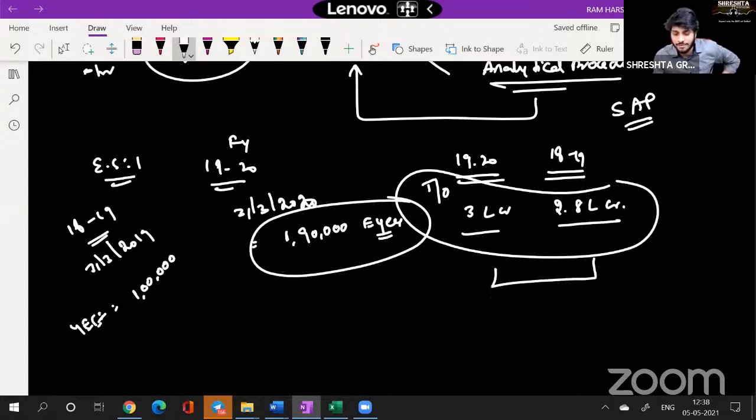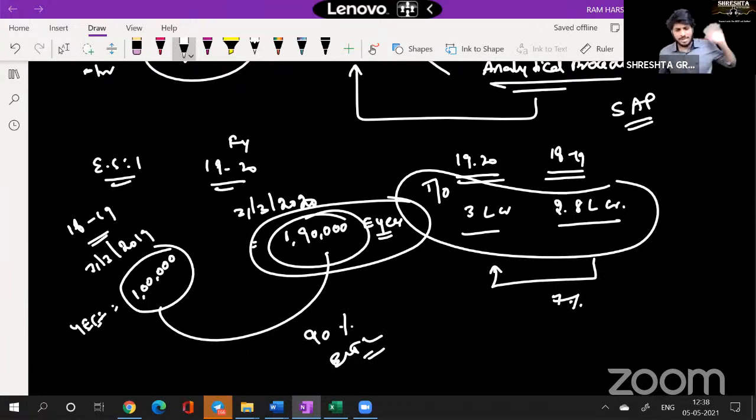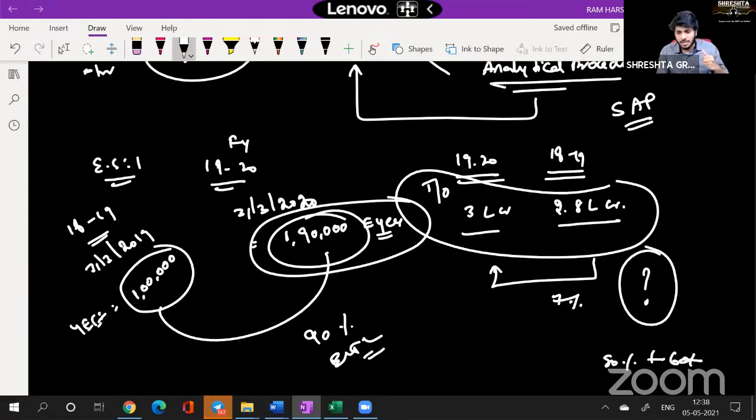How much has turnover increased? Just 7%. How many employees have increased? Oh my God. Employee strength has increased by 90%. Immediately I got it just by using common sense. When the number of employees has almost doubled, why has business not increased? At least 50 to 60% business should increase, right? Why only a 7% increase in business?